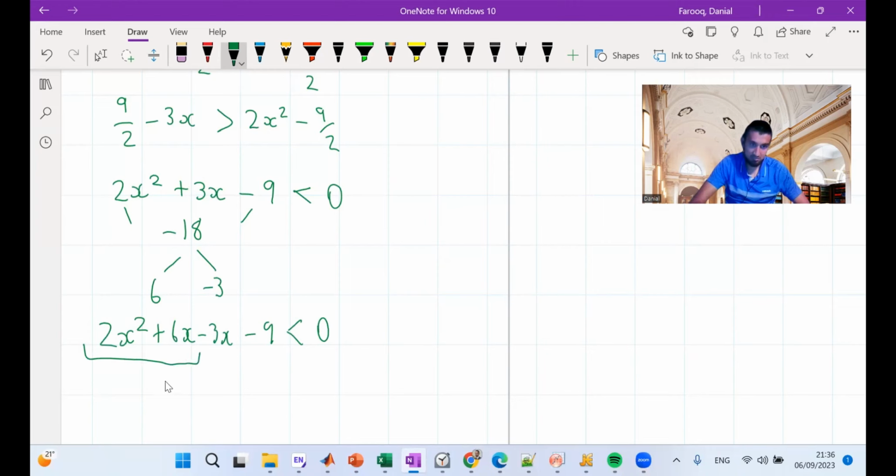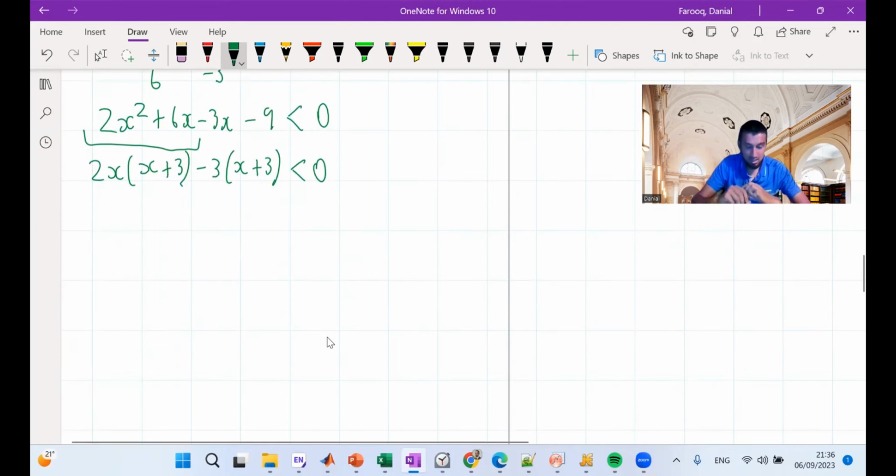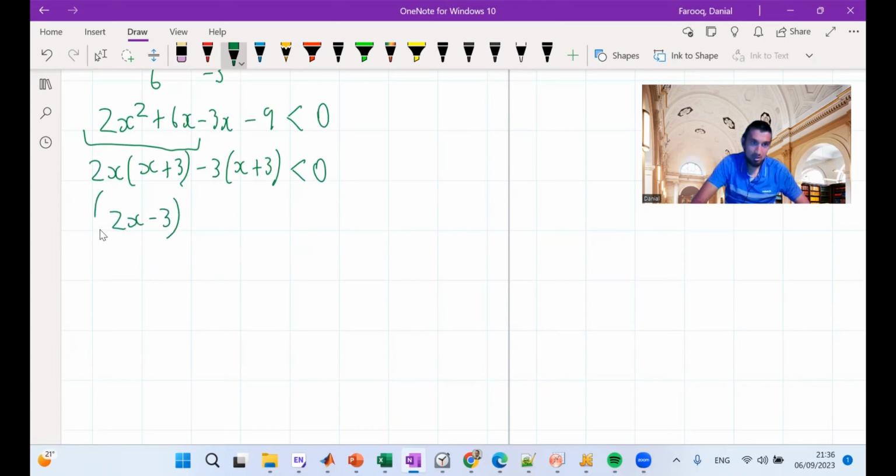You can factorize these first two. That will be 2x, the biggest thing that goes into both of them, times x plus 3, and then we're going to minus 3 times x plus 3 is less than 0. And then we can write this as 2x minus 3 times x plus 3 is less than 0. And this means the solutions are x equals minus 3, because minus 3 there would give us 0, and x equals 3 over 2.